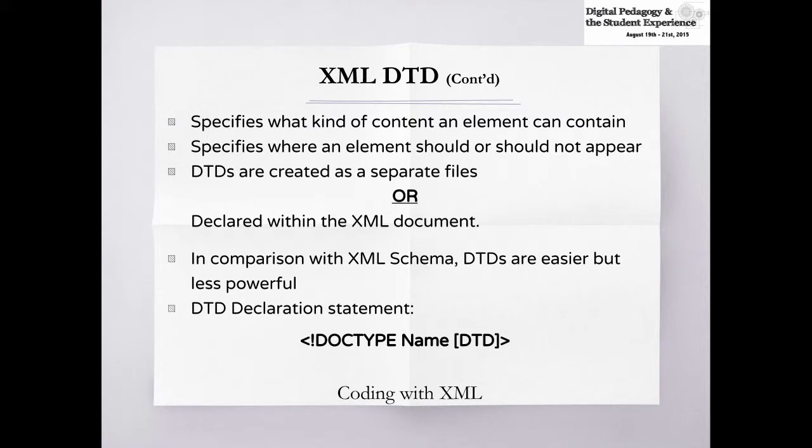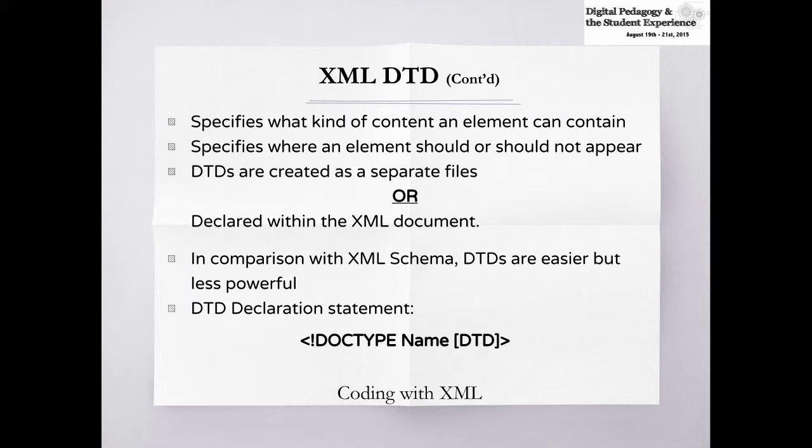DTDs also constrain XML document content to ensure that the XML file is well formed. This includes specifying what kind of content a tag can contain and where it should or shouldn't appear. You can either choose to include the DTD as a separate file, or it can be declared within the XML document. They're easy to create, but aren't very powerful, as I said before, in comparison with the XML schema. And we'll talk about XML schema soon.